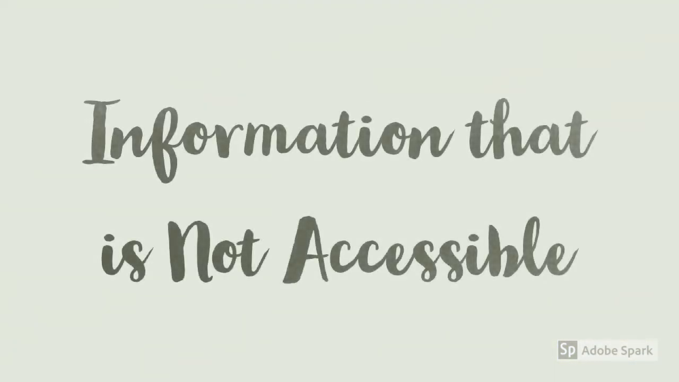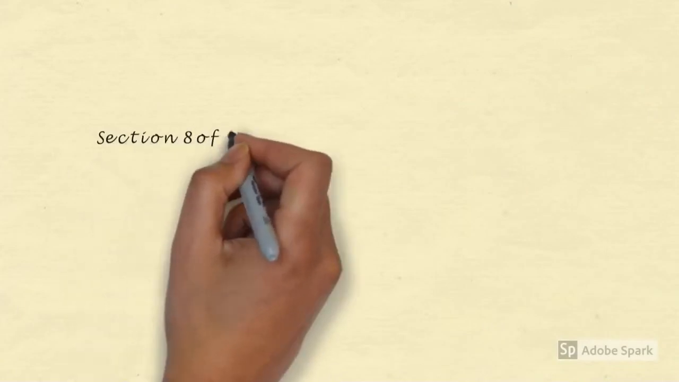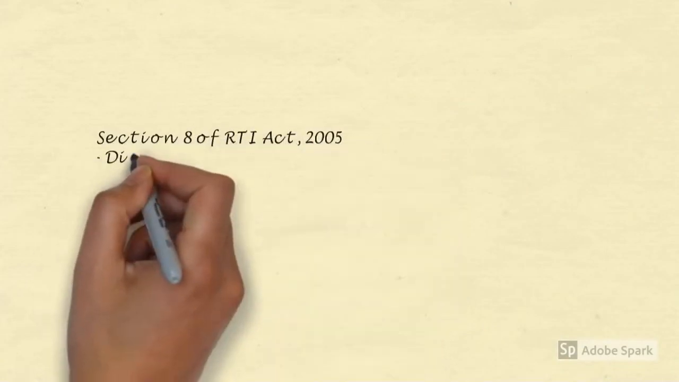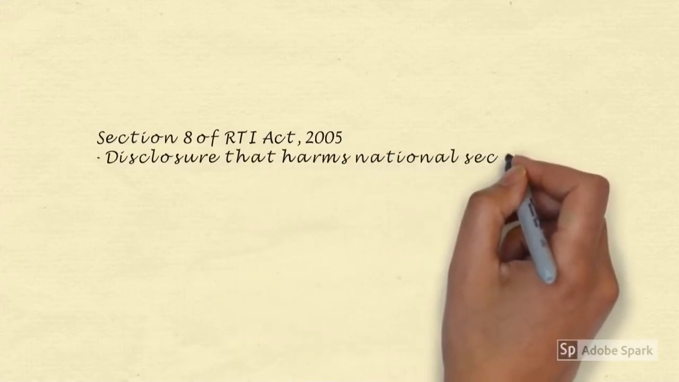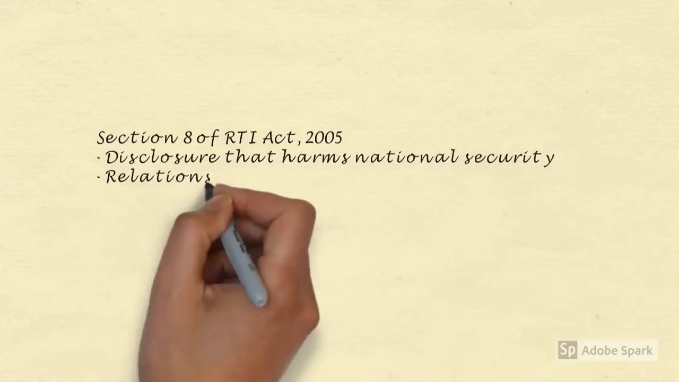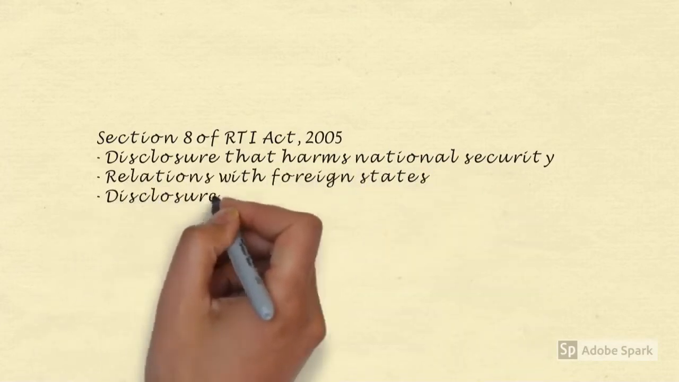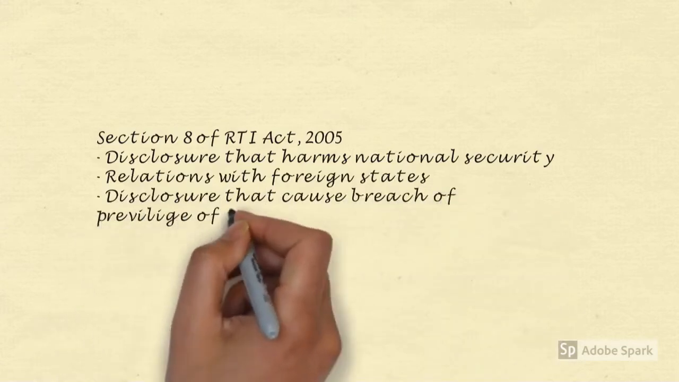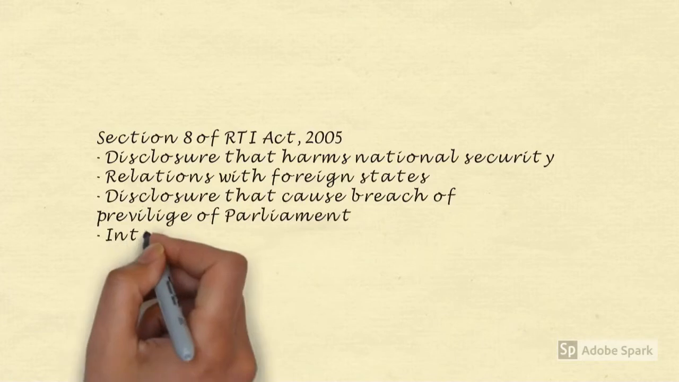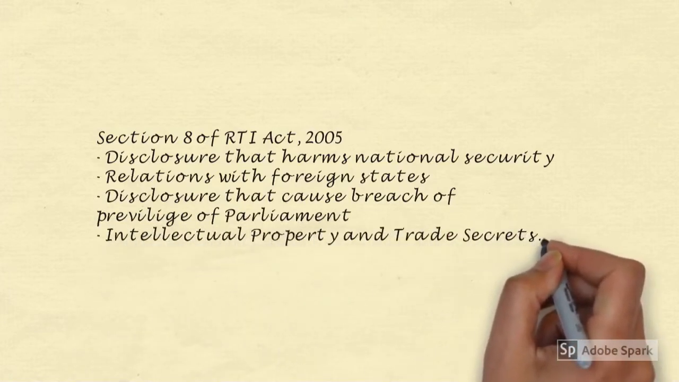Some information that is not accessible under the RTI is provided under Section 8 of the Act. And they are disclosure that harms national security, relations with foreign states, disclosure that causes breach of privilege of Parliament, intellectual property and trade secrets, etc.